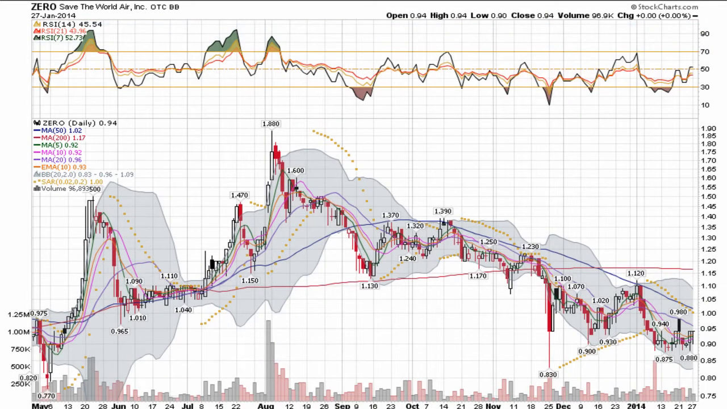This is a video chart presentation of Save the World Air Inc. Bolton Board listed company, trading under the ticker ZERO. So look at a 9-month chart.